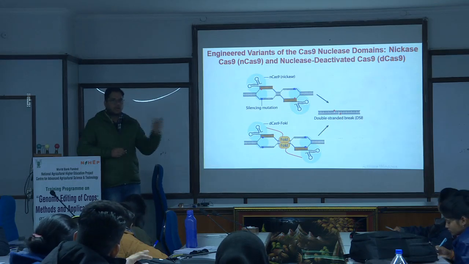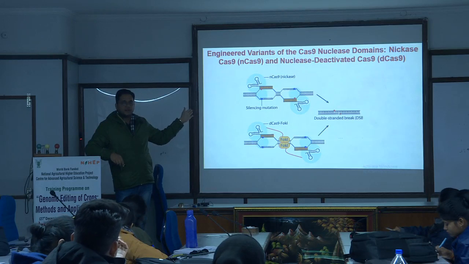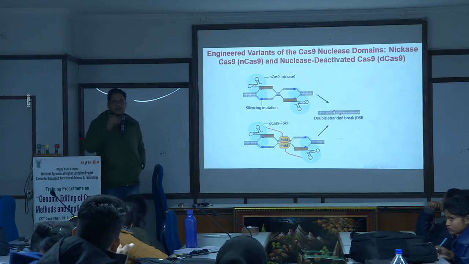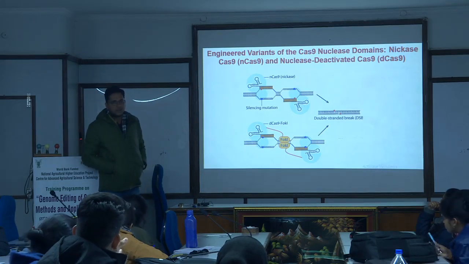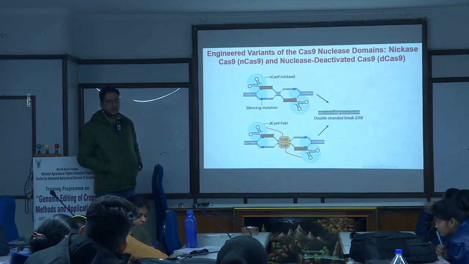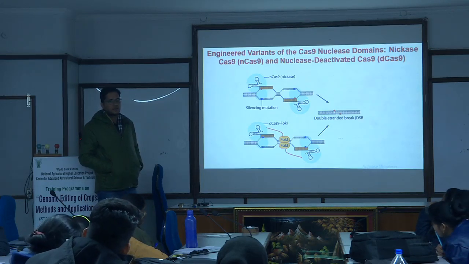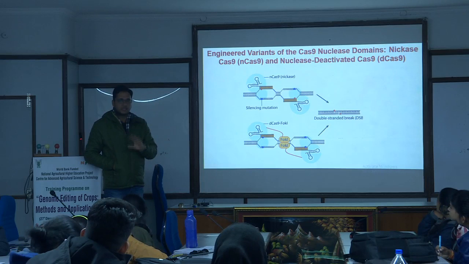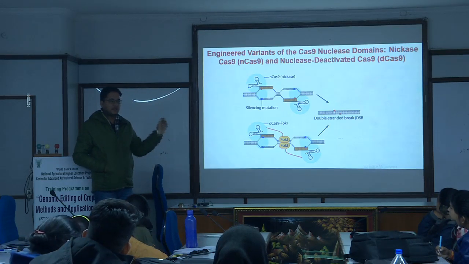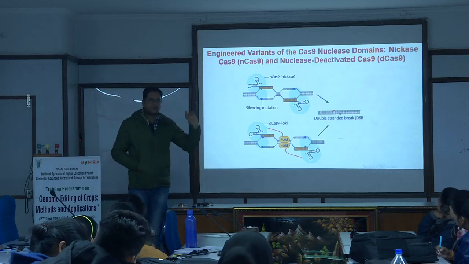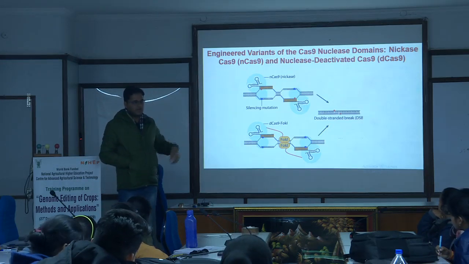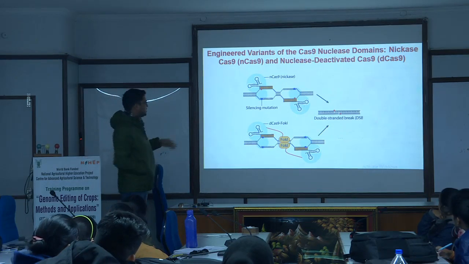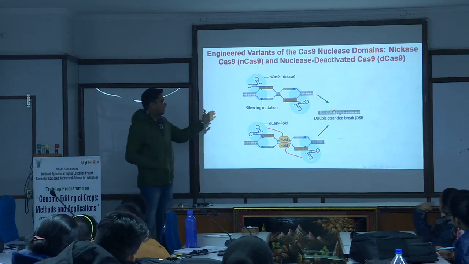RNP complex, we'll come to that also, but in RNP complex we directly introduce the entire ribonucleoprotein complex into the cell. There is no stable integration, so that reduces off target. But I'm saying that you have to generate some variants of Cas9. By generating variants of Cas9, can you reduce the off-target effects? This is a very simple thing, and you will see how simple it is.